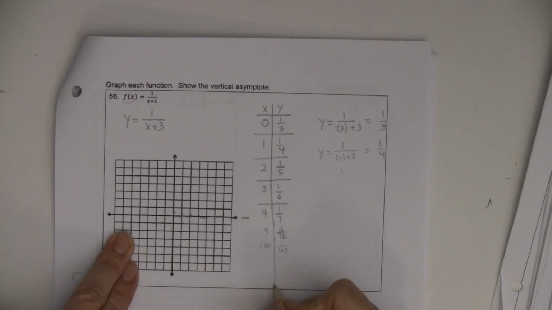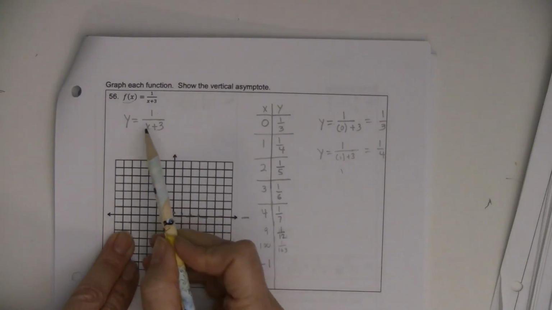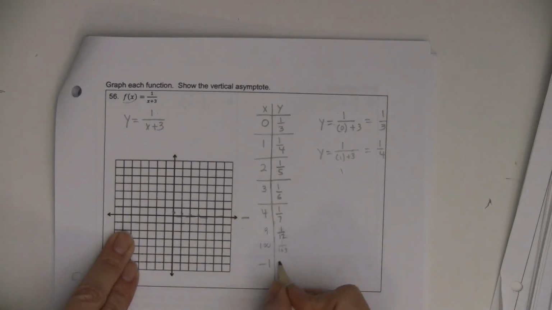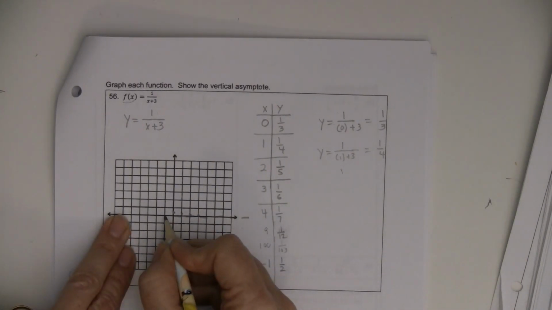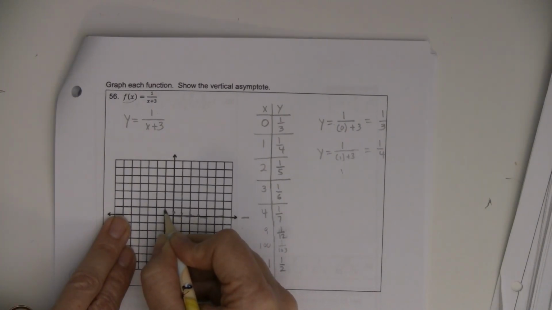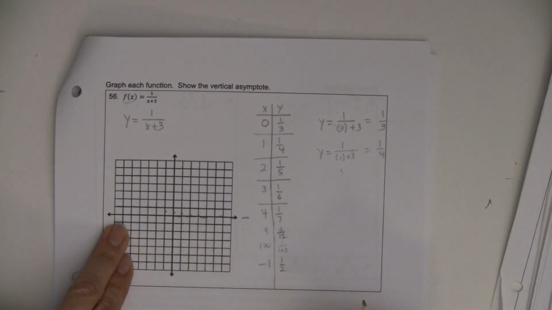So let's see what happens at -1. If I put that into my equation, 1 over -1 plus 3. Now -1 plus 3 is 2, so that's 1/2. So I'm going to plot that. Now half is a little higher than 1/3 was, right there at half.